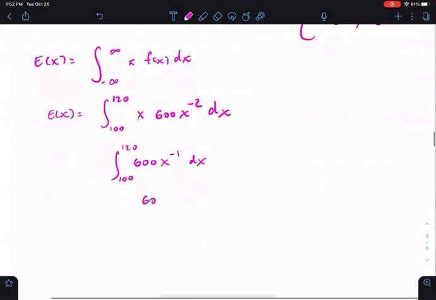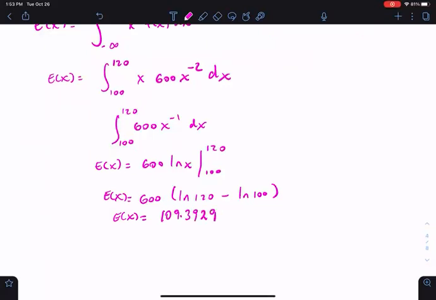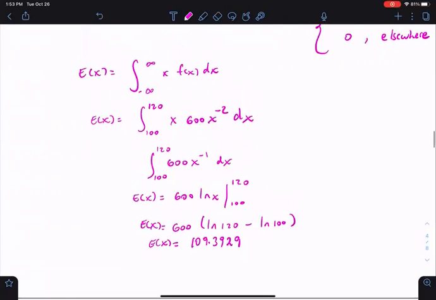So this is 600 ln x from 100 to 120, right? And this is the expectation. And we just need to plug it in, right? ln 120 minus ln 100 and multiply by that, and we get the expectation. So the expectation equals ln 120 minus ln 100 times 600, you get 109.3929. Done.